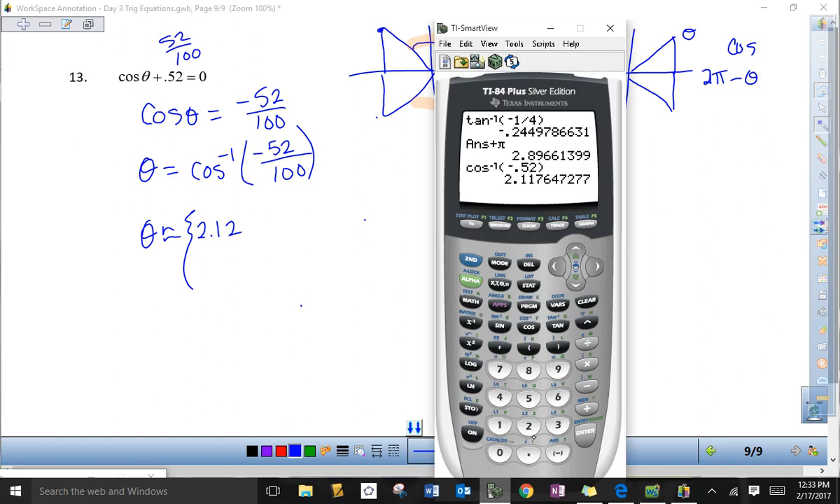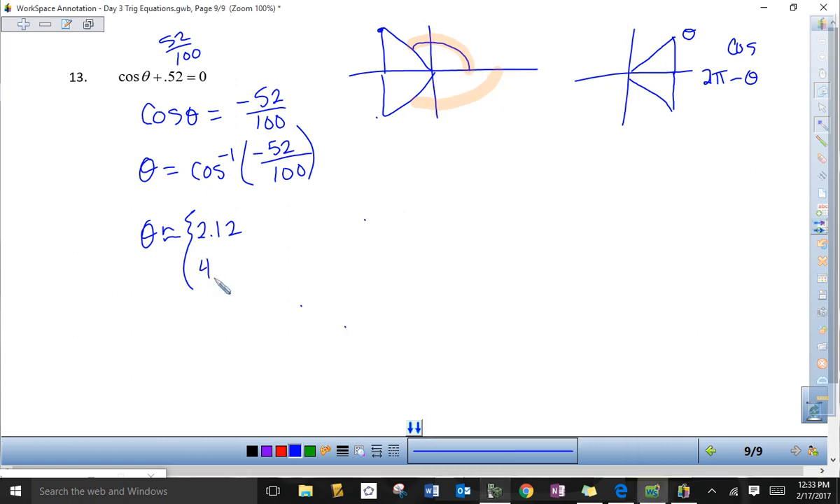Okay, so we will take 2 pi and subtract that answer. So about 4.17. After that, we just need to add 2 pi in to get all of the possible solutions that we can have.